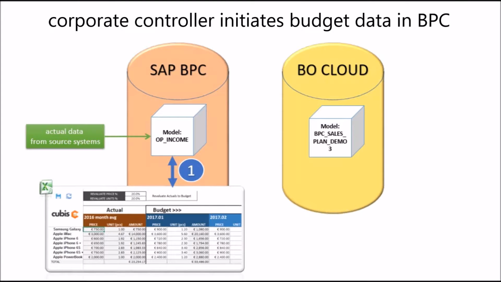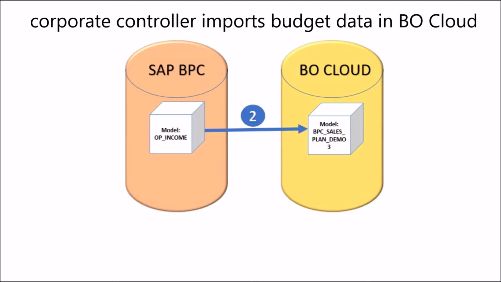Let's have a look at a simple sales planning scenario where we will take the perspective of two business users, namely a corporate controller and a country manager. To start off the sales planning budget data, we will first take the role of the corporate controller, who will initiate budget data in BPC, for which he will use actual data as a reference. In a next step, the corporate controller will make the initiated budget data available in BO Cloud. To do this, he will go in BO Cloud and start an import action to get the BPC budget data available in BO Cloud.